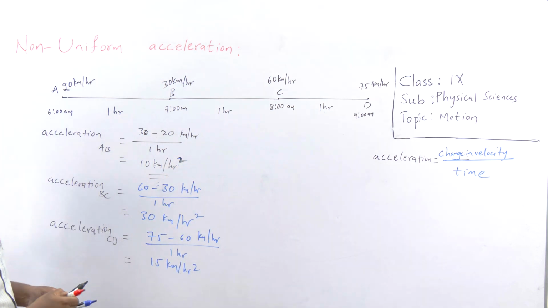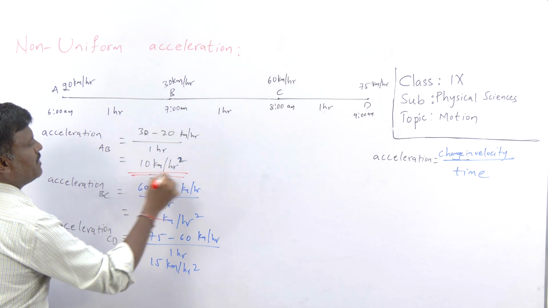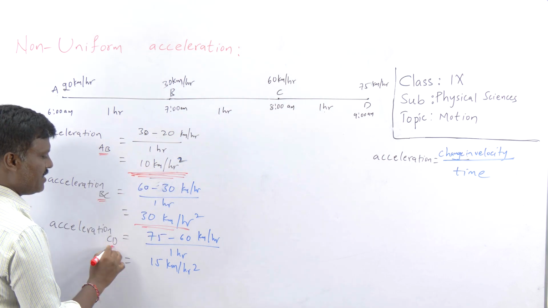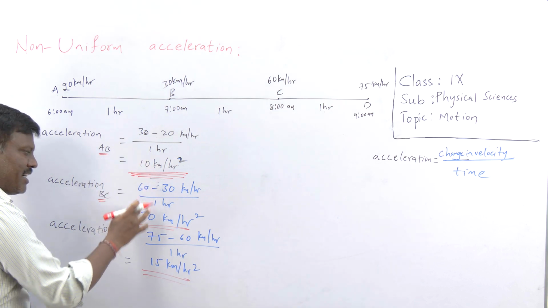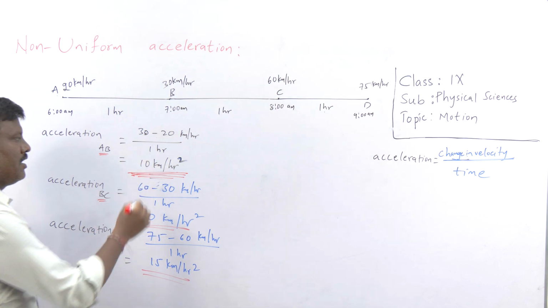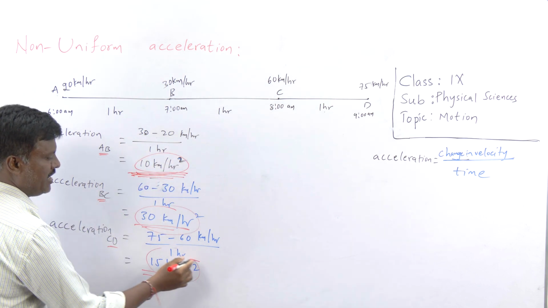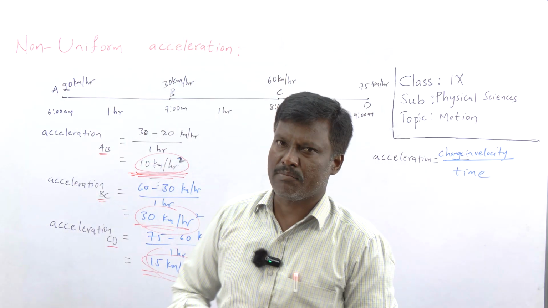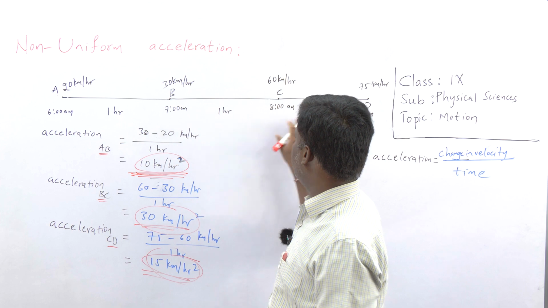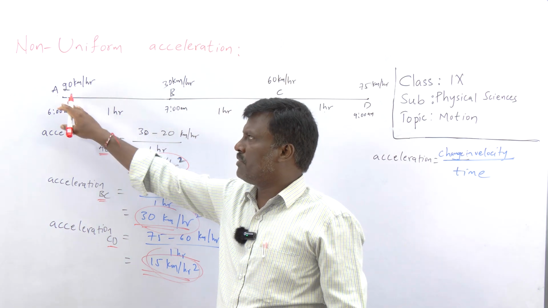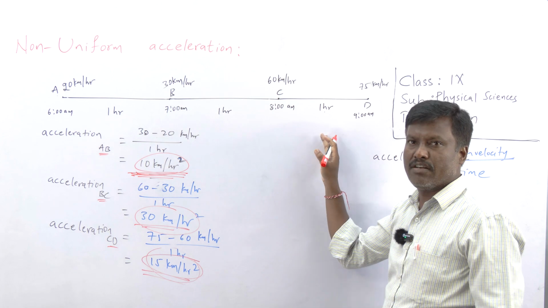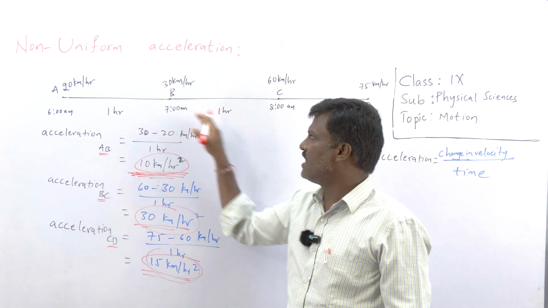Right. See, what is the acceleration between AB 10, BC 30, CD 15? Is it same acceleration or different acceleration? Acceleration is different, right? That is why it is called a non-uniform acceleration. How do we get a non-uniform acceleration? Time interval same. This car taking 1 hour to reach point A to the B, B to the C also 1 hour, C to the D also 1 hour. Every time car is taking same time.